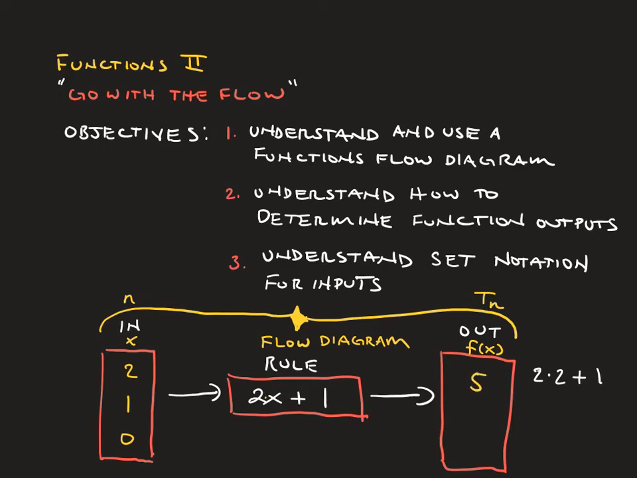If I go to the next one, I'm now going to put 1 in for x, and I'll get 2 times the 1, which is going to go in for x, plus 1. All right, so 2 times the 1 is going in here, plus 1. That's going to give us a total of 3. And then the easiest one, which we can do in our heads, 2 times 0, which will be 0, plus 1, will give us an output of 1.